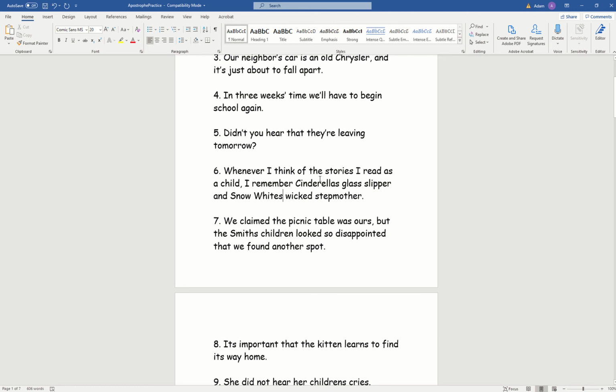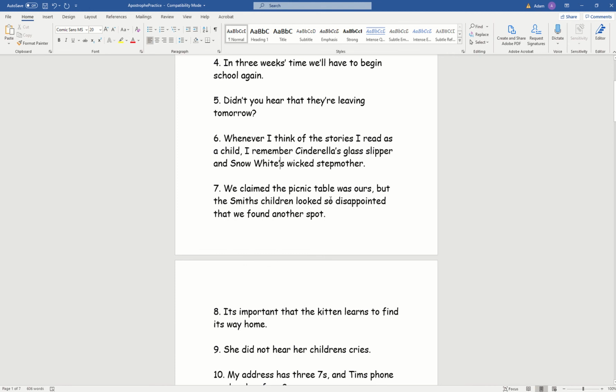I remember Cinderella's glass slipper. Is there possession? Yeah, the glass slipper belongs to who? It belongs to Cinderella. Does Cinderella end in S? No. So I'm going to put an apostrophe there. And Snow White's wicked stepmother. The possession is their possession. Yep. The wicked stepmother belongs to Snow White. Does Snow White end in S? Nope. White does not end in S, so I do apostrophe S.